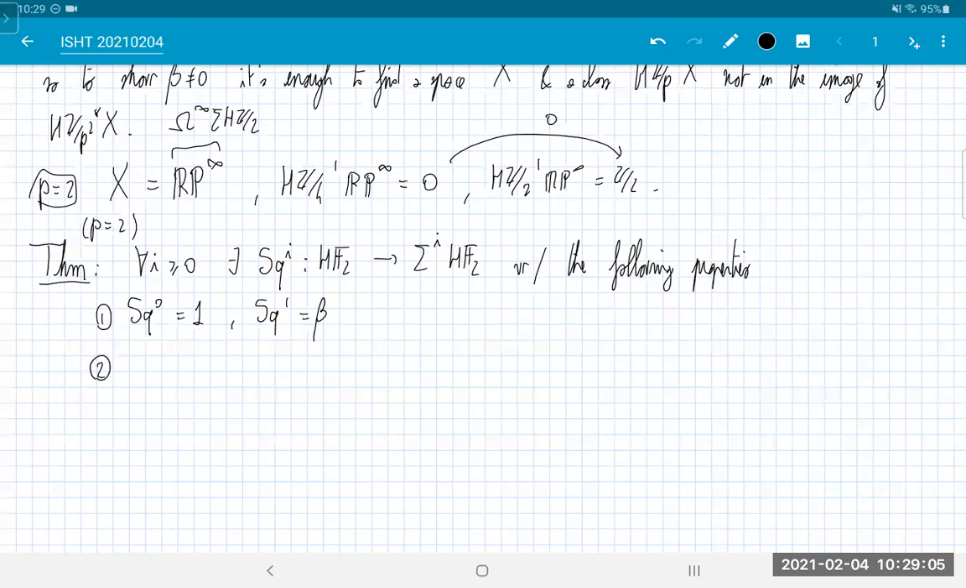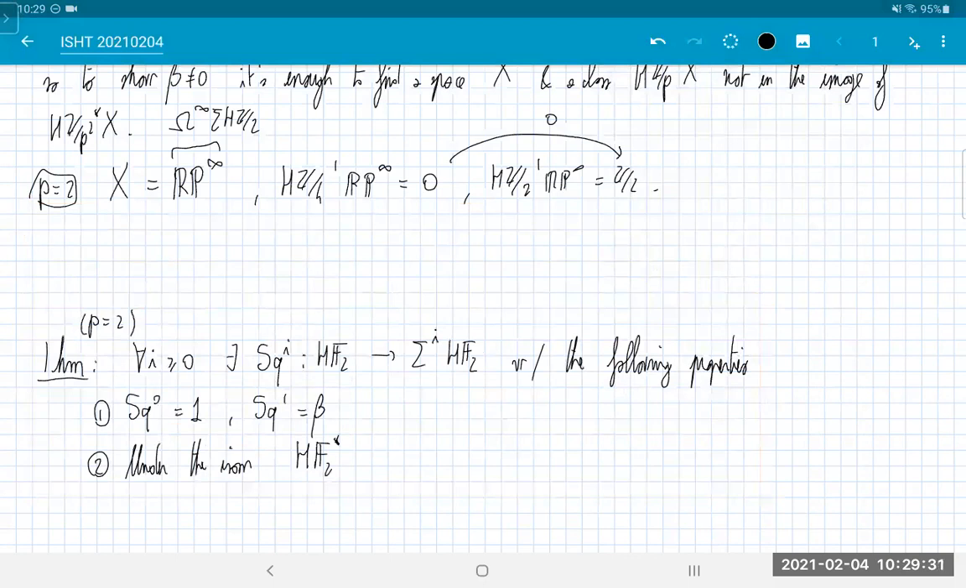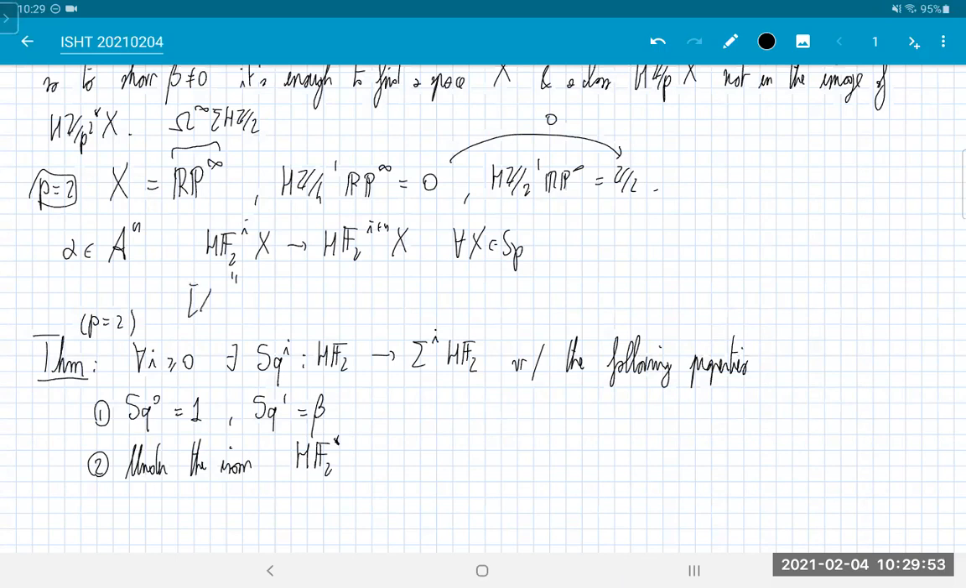Under the isomorphism, HF2 star. I forgot to mention one important thing. The point is if you have alpha in A n, this gives you a map from HF2 n X to HF2 i plus n X for every X spectrum. That's because this is homotopy classes of maps from X to sigma^n HF2, and this is homotopy classes of maps to sigma HF2 by post-composition.